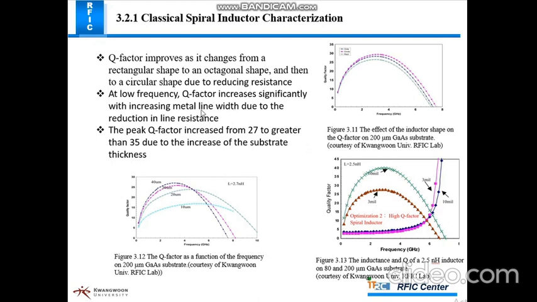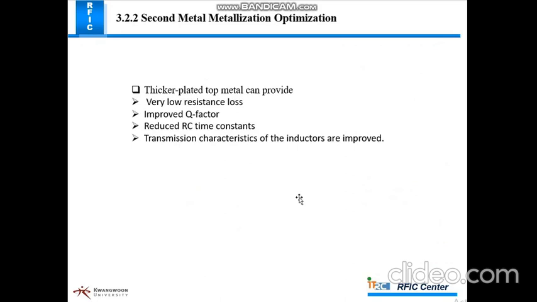At a low frequency, Q factor increased significantly with increasing the metal line width due to reduced line resistance, and peak quality factor increased from 27 to greater than 35 due to the increase of the substrate thickness. Second, metallization optimization. Thicker plate top metal can be chosen because it has very low resistance loss, improved Q factor, reduced RC time constant, and transmission characteristics of the inductor are also improved.